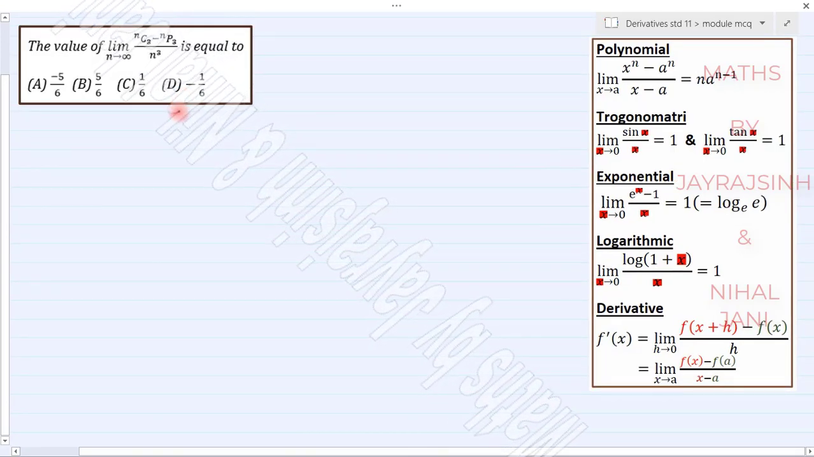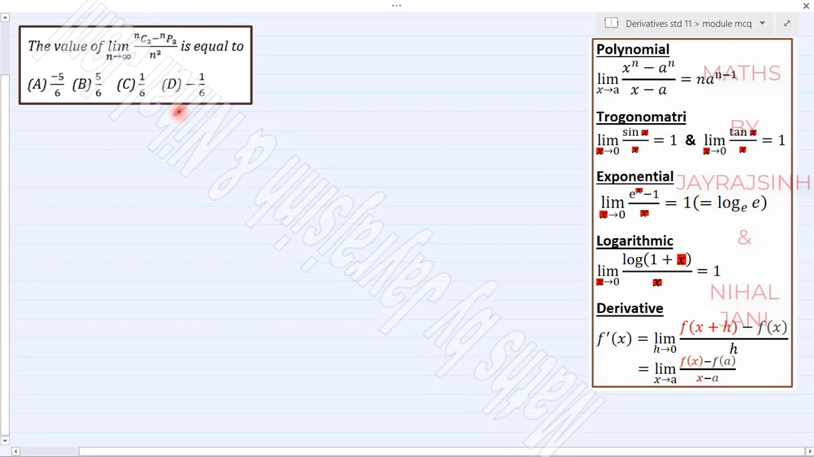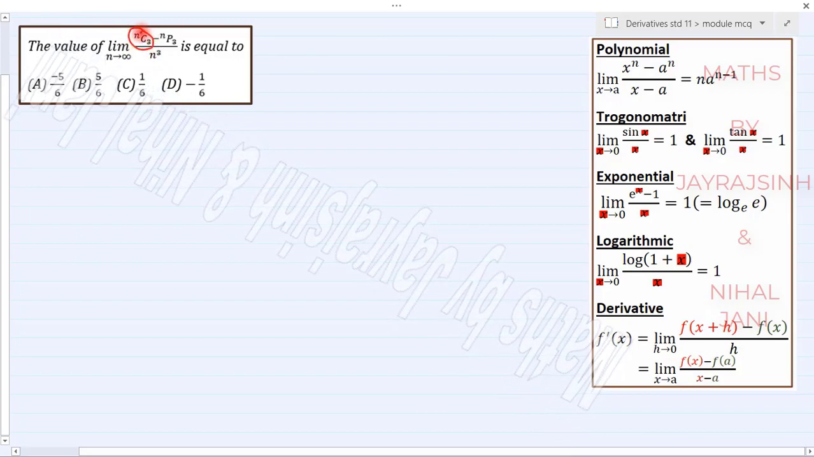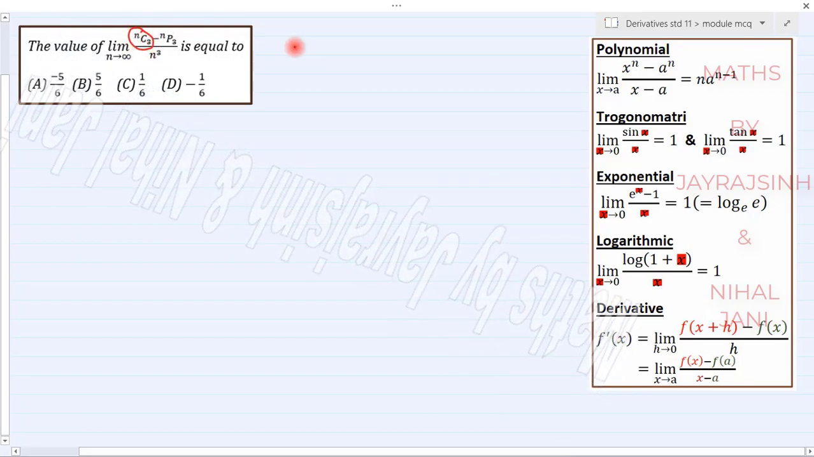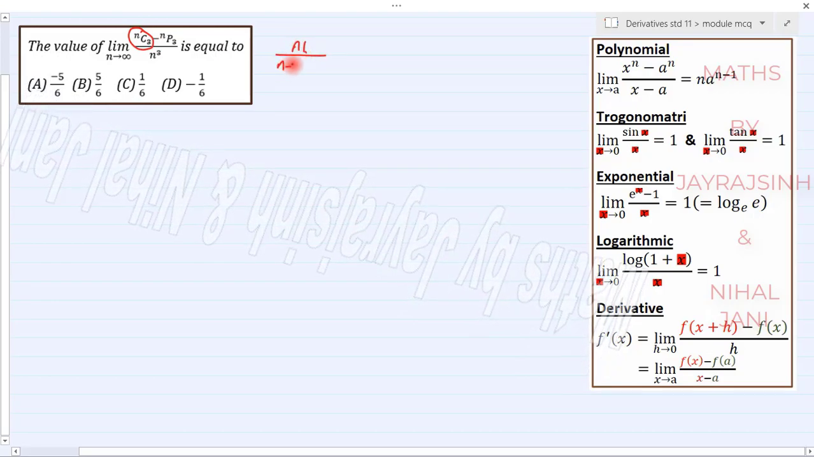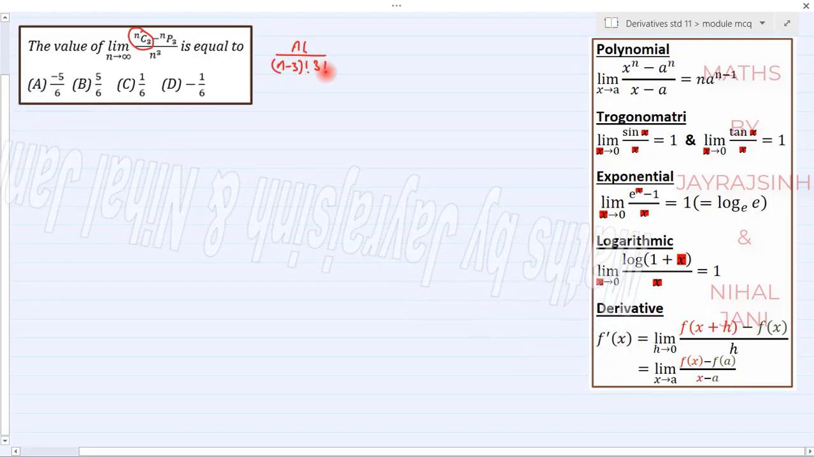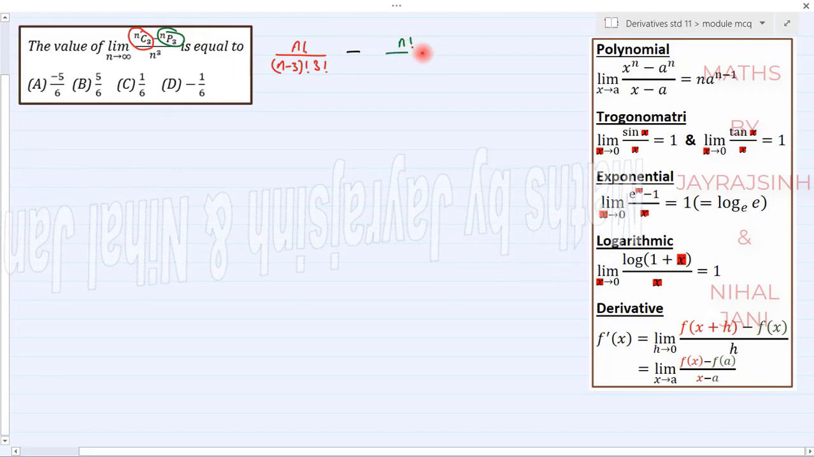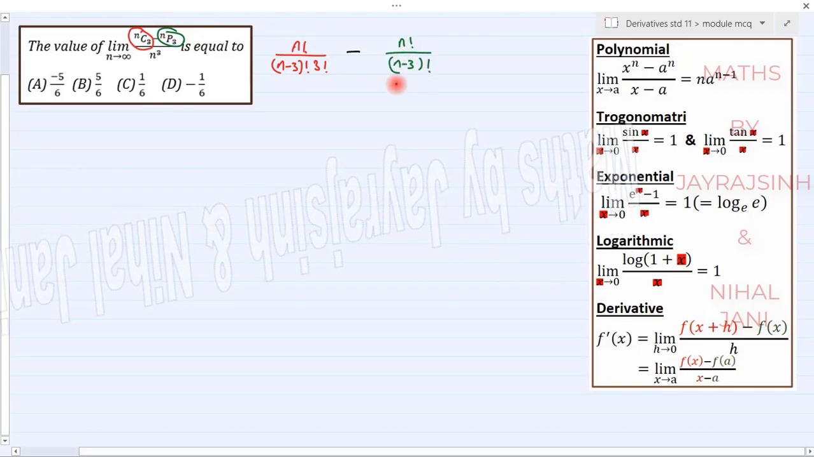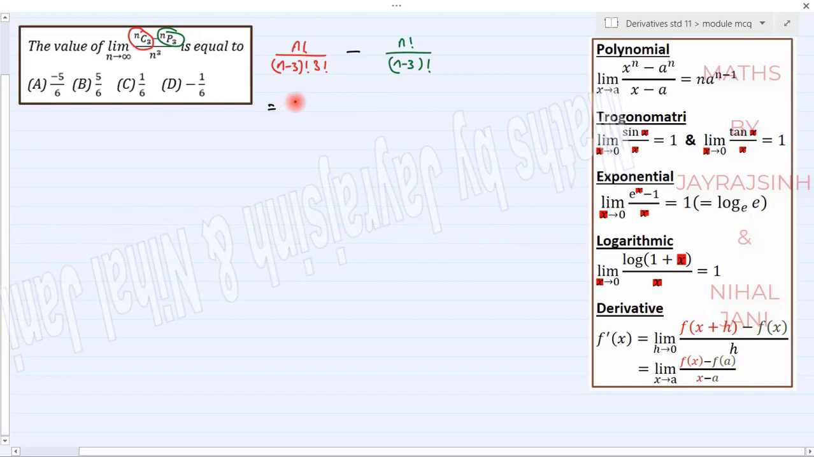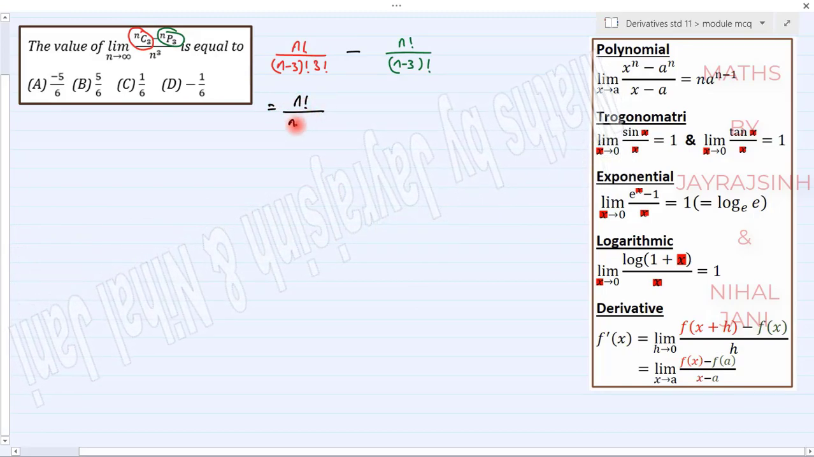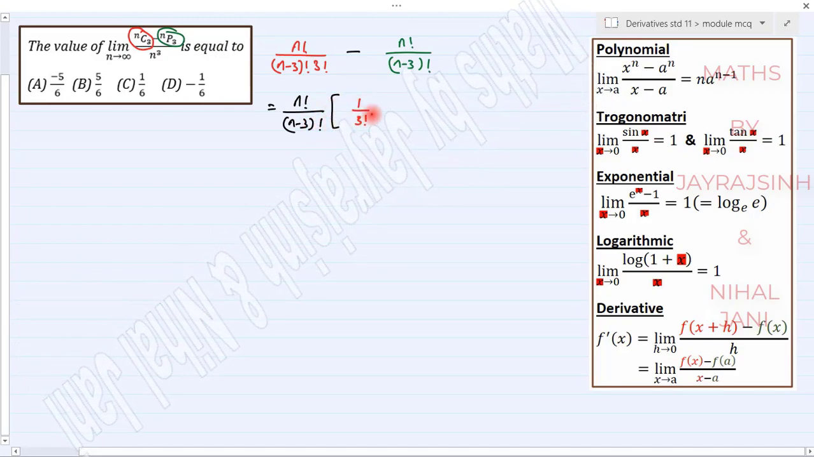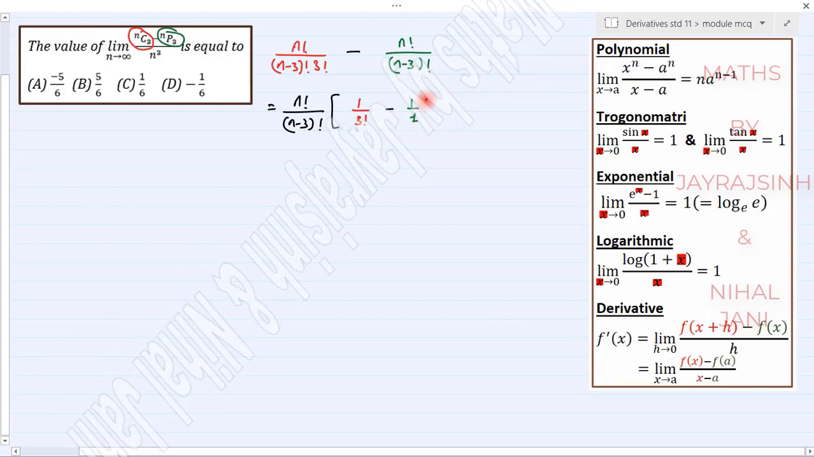In this question, we have to find the value of limit n tends to infinity (nC3 minus nP3) upon n cube. Now, first of all, let's simplify nC3, which is nothing but n factorial upon (n minus 3) factorial into 3 factorial. Similarly, nP3 is n factorial upon (n minus 3) factorial. So, from these two terms, we can take n factorial and (n minus 3) factorial common. So remaining terms will be 1 upon 3 factorial minus 1 upon 1.